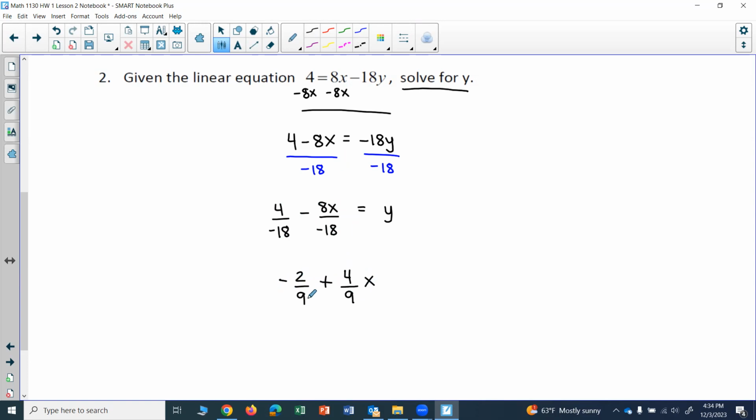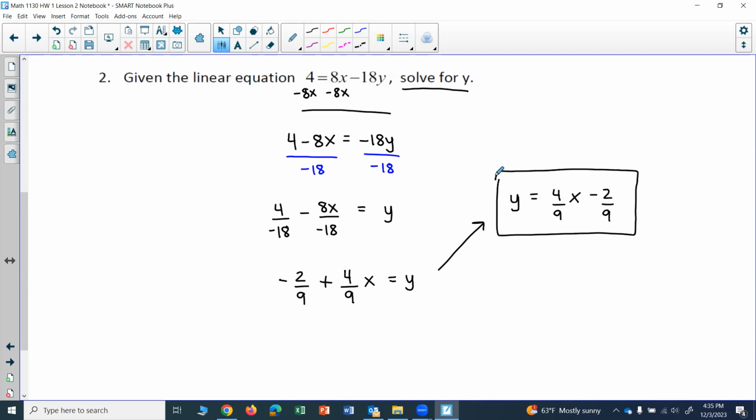So I have negative 2/9 plus 4/9 x equals y. And I'm going to go ahead and write that as y equals 4 over 9 times x minus 2 over 9. That would be my result. Now you'll see more of these later when we start talking about linear equations and writing linear equations in slope-intercept form. But for now, we're just practicing solving for y when we have an equation set up in this form.